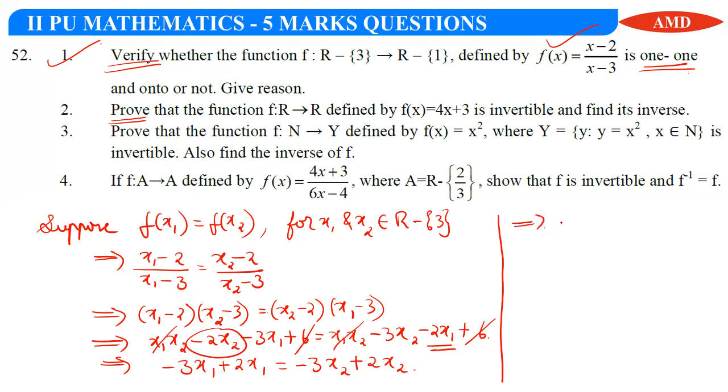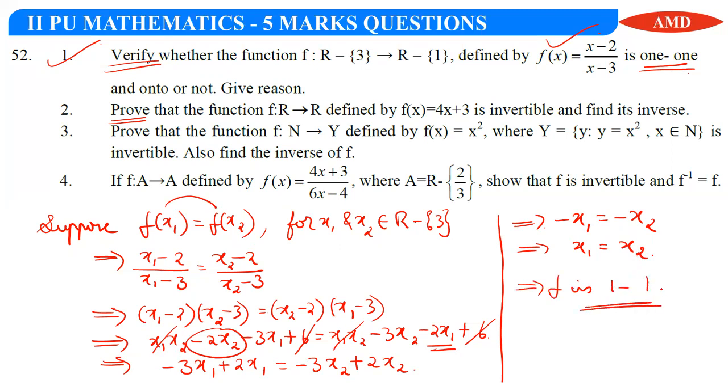So this implies minus x1 is equal to minus x2, and that implies x1 is equal to x2. Whenever the two images are equal, the corresponding pre-images are also equal. That's what we have shown. So that means the given function f is 1, 1.